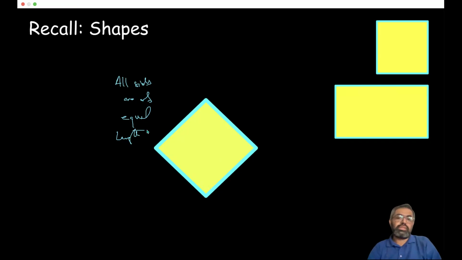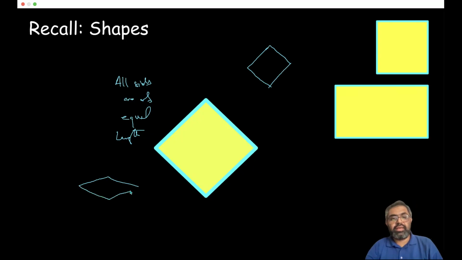So can we say a rhombus is a square? It could be, it could not be. But can we say a square is a rhombus? Yes. So a square is a special kind of rhombus in which the angle is 90 degrees. So we can have some rhombus like this. It has equal sides, but angles are not 90 degrees.